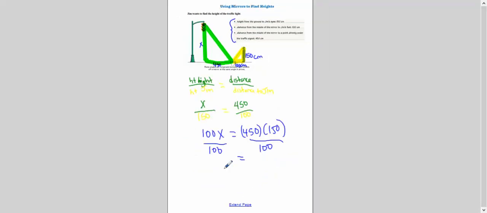So x equals, we've got some 10s we can get out of there. 450 times 150 divided by 100 in centimeters. All right, so whatever that comes out to on your calculators, you tell me in class. The distance in centimeters.